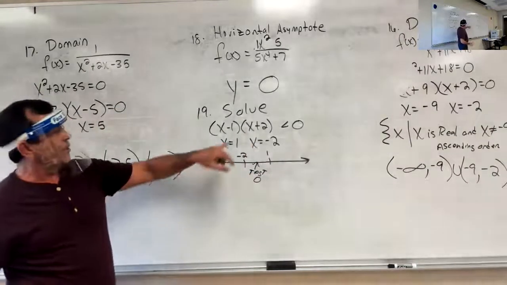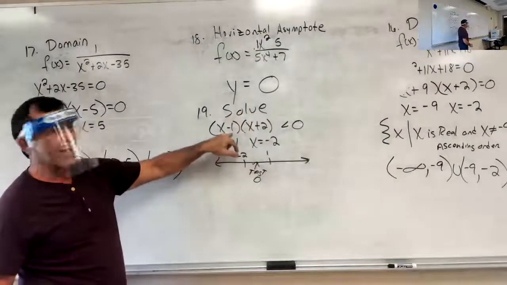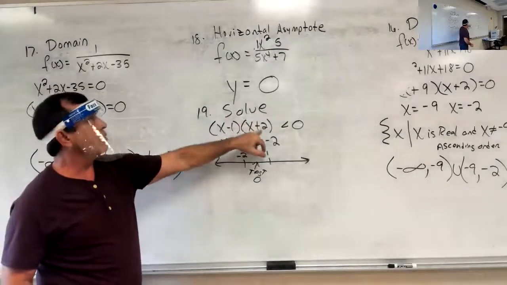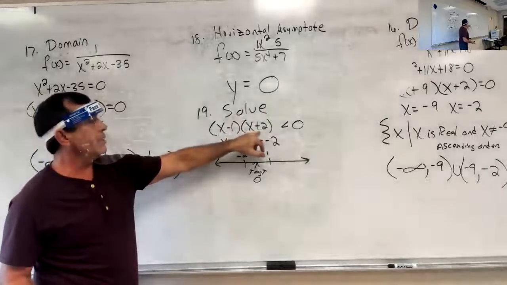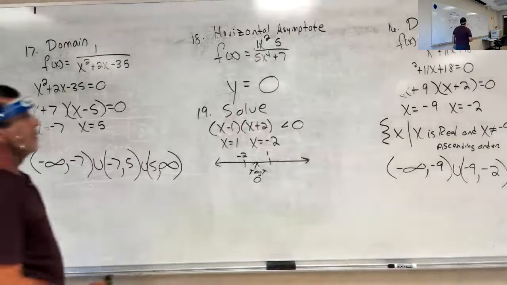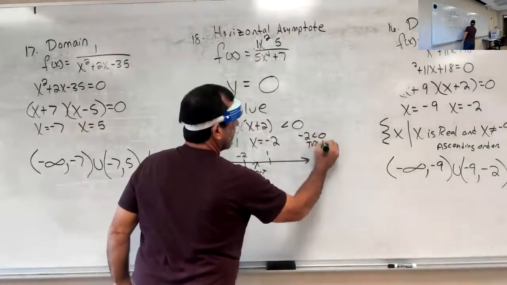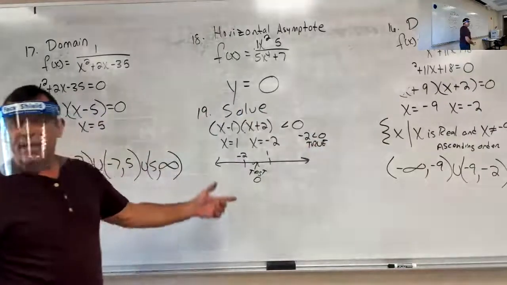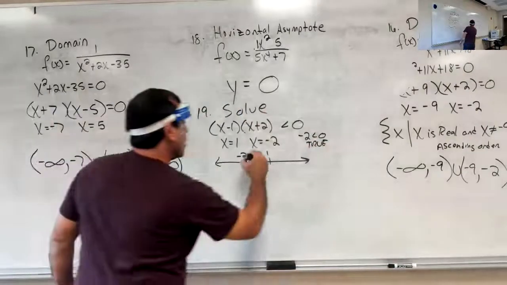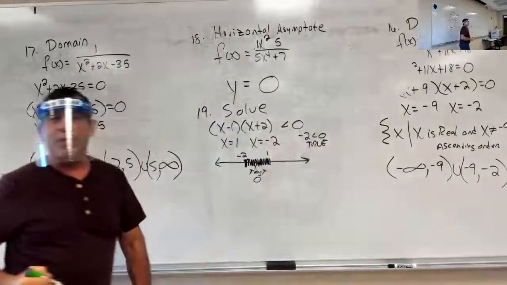So let me ask you all this. If you put a 0 in for these two x's, is this going to be true or false? -1 times 2 would be a -2. Is -2 less than 0 true or false? True. So -2 is definitely less than 0, which means I'm going to shade where that 0 is located. So I'm going to shade in between the -2 and the 1.